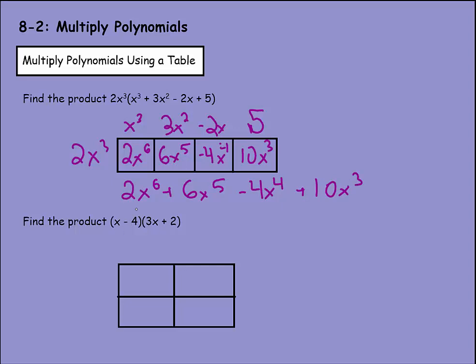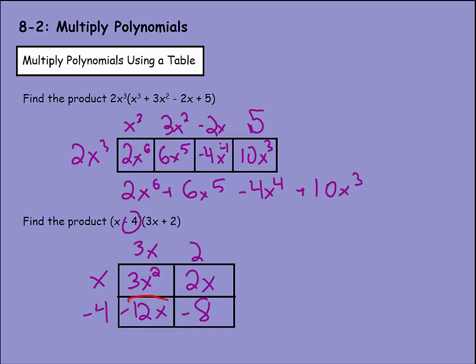Now we need to find this product. We have x minus 4 times 3x plus 2. This one's going to look a little bit different because we have two terms in each. So we have x here, and this minus 4 would turn into a negative 4. We have 3x here, and then positive 2 here. So we have x times 3x, which would be 3x squared. We have x times 2, so 2x. 3x times negative 4 now would be negative 12x. We have negative 4 times 2, which would be negative 8.